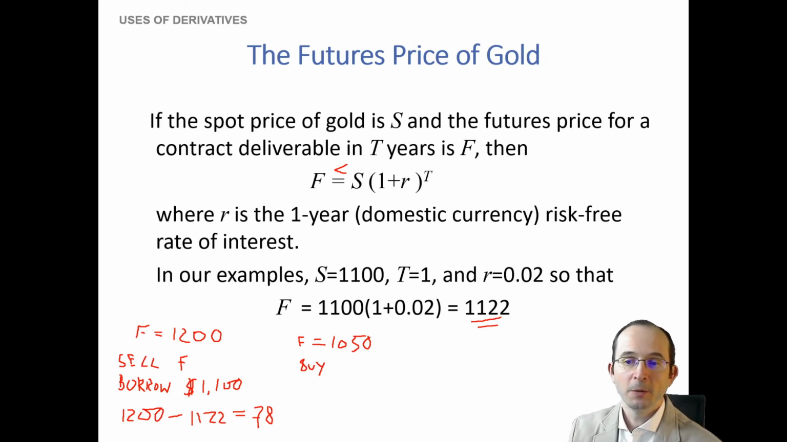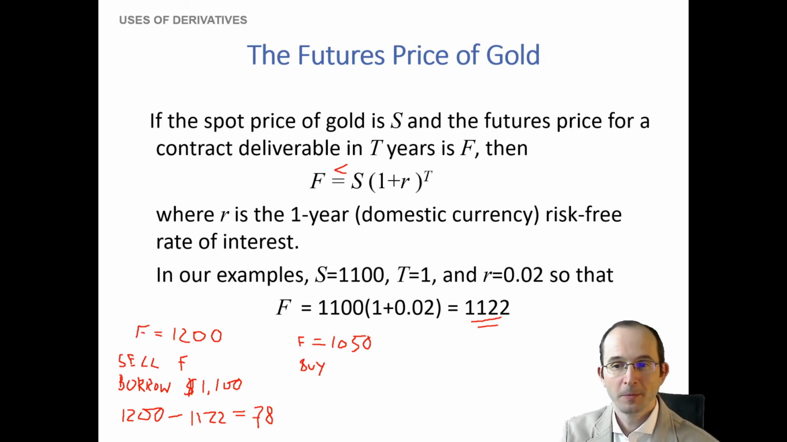And what we're going to do is sell short 1 ounce of gold. So we're going to borrow that ounce of gold and we're going to sell it. Buy a future, sell short 1 ounce.